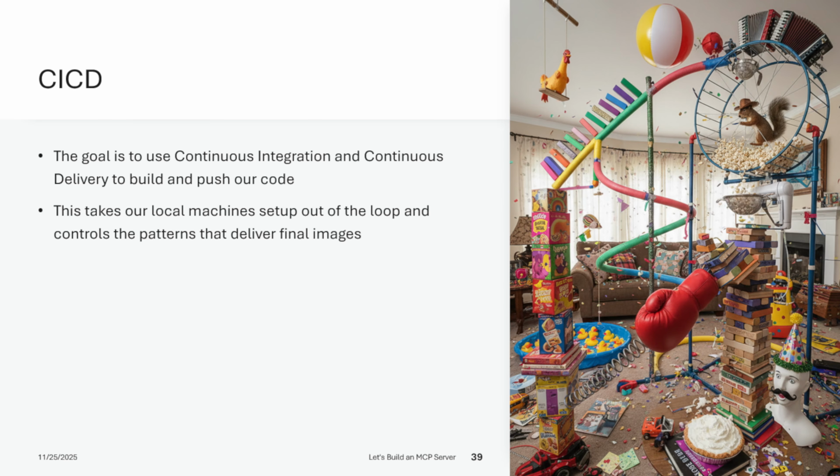So now I want to do a build. I need code to be doing automatic. I don't want to do things by hand. The goal is to use CI/CD to build and push our code in a reliable, repeatable way, right? So it's going to take our code and push it out for the final images.